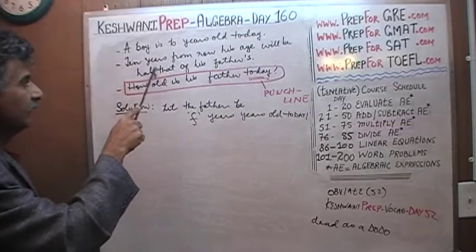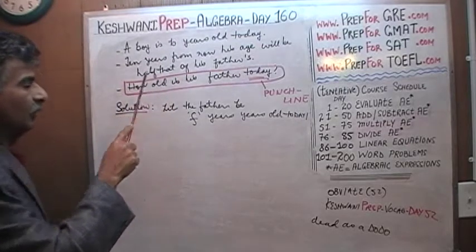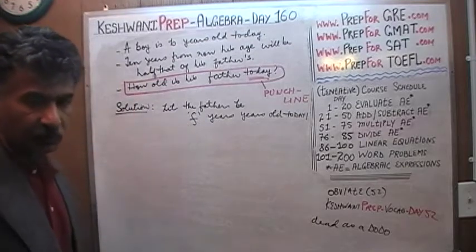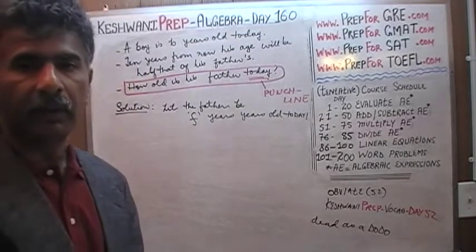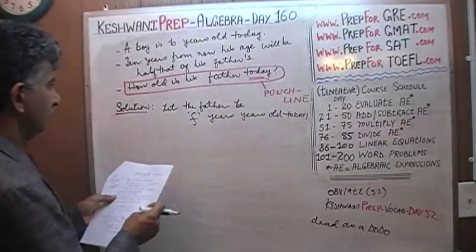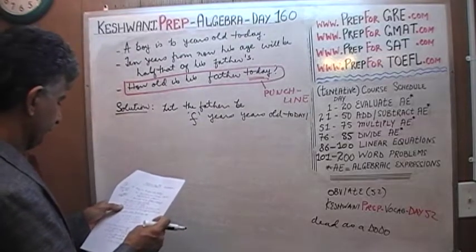Then we are told 10 years from now, the boy is going to be half as old as his father. How old is the father today? Father is F years old. F is what we are solving for. F is the unknown.